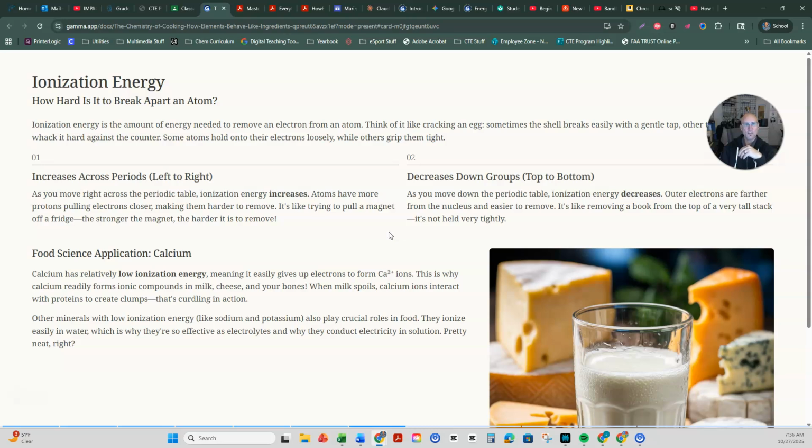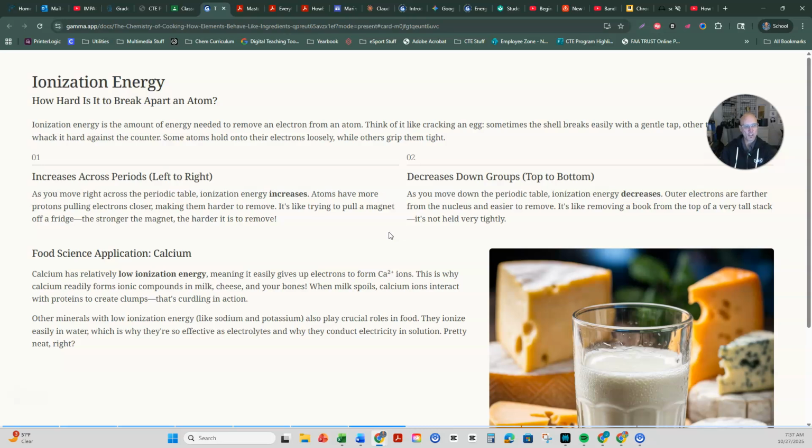Number 2, decreases down groups, so top to bottom. As you move down the periodic table, ionization energy decreases. Outer electrons are further from the nucleus and easier to remove. It's like removing a book from the top of a very tall stack. It's not held very tightly.